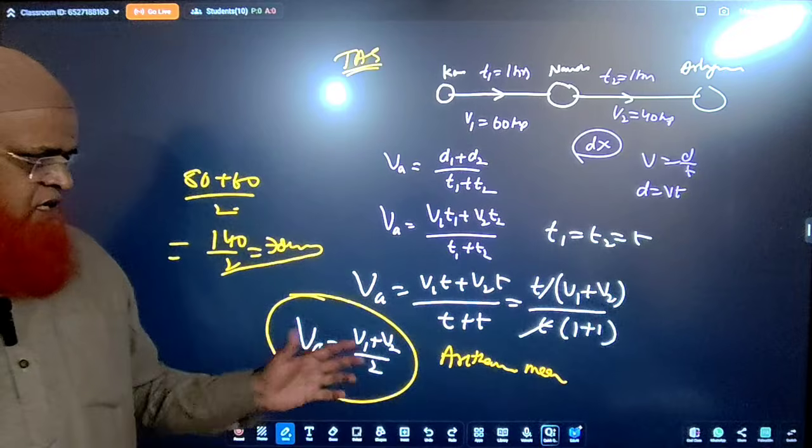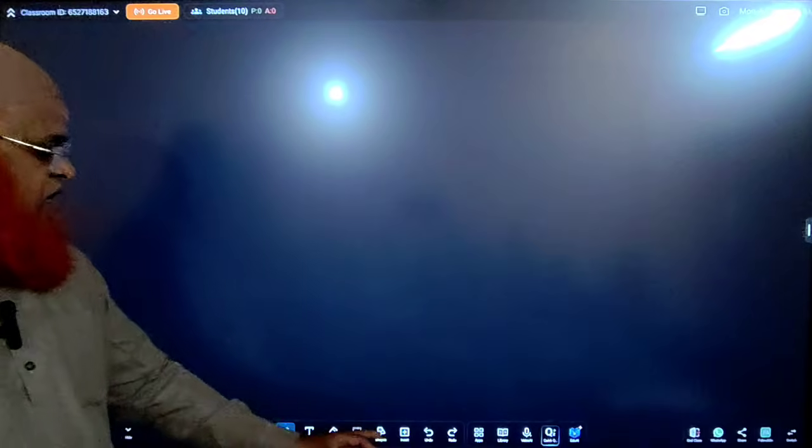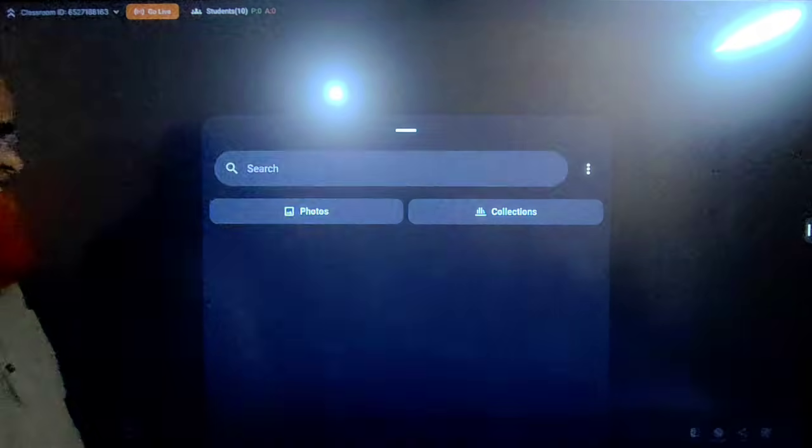Understood? Is it clear what I am saying now? So this is the concept for time average speed. So what are the problems coming in previous years?